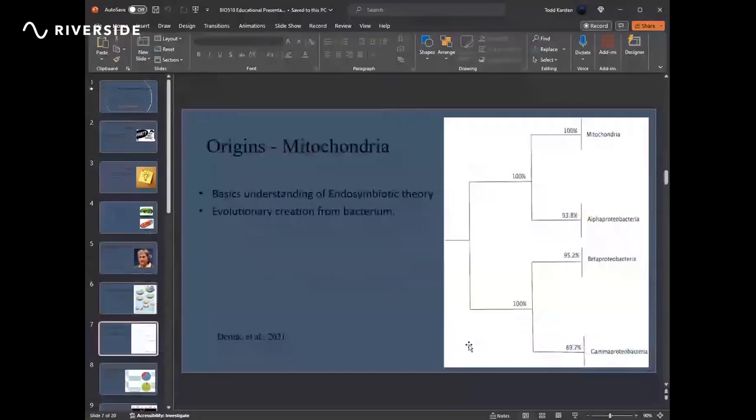Now, we've just discussed the origins of the endosymbiotic theory. The origins of the mitochondria are a little bit different. To understand the creation of the mitochondria, you need to refer to the endosymbiotic theory that bacteria were partially responsible for the creation of the mitochondrial organelle in eukaryotes.